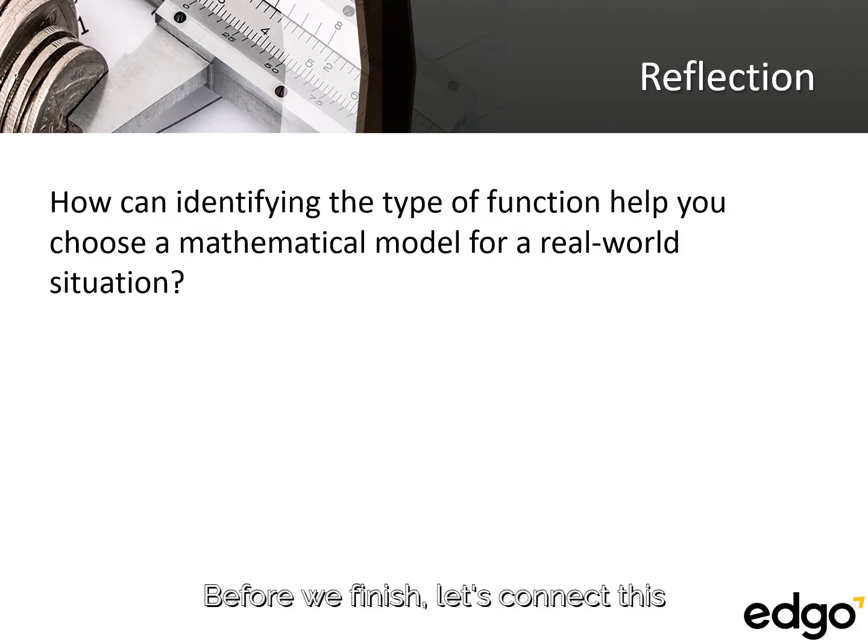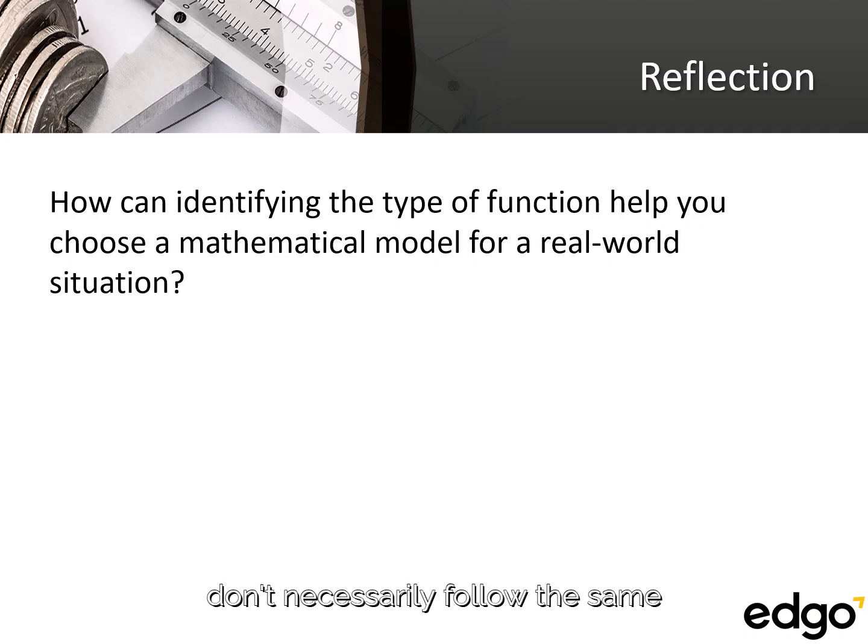Before we finish, let's connect this lesson to the real world. We have learned that different function families have different mathematical structures and graph shapes. But why does that matter outside mathematics? Think about situations in business, social science, or nature. For example, a business may have a relationship between price, sales, cost, or profit. In social science, we may study population or other measurable trends. In science, we may study motion, growth, or other natural phenomena.